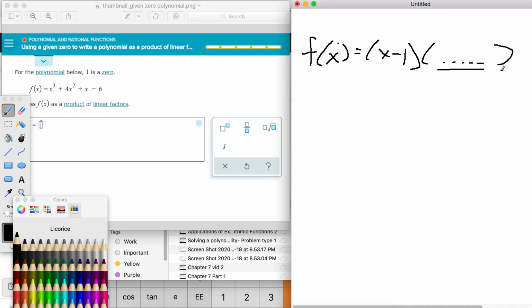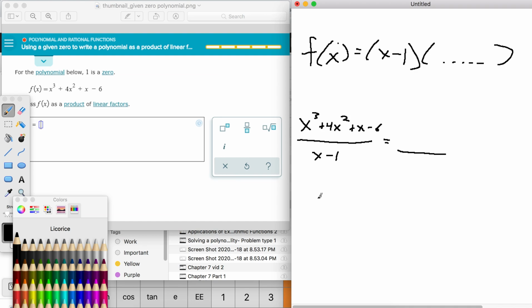So the question is, what goes in here? And to find out what that is, we're going to use something called synthetic division. There are videos I could share on how to do synthetic division if we haven't done it yet. Basically, it's taking the original polynomial and dividing it by this x minus 1, and it's going to tell us what comes out. That's what goes in these dots.